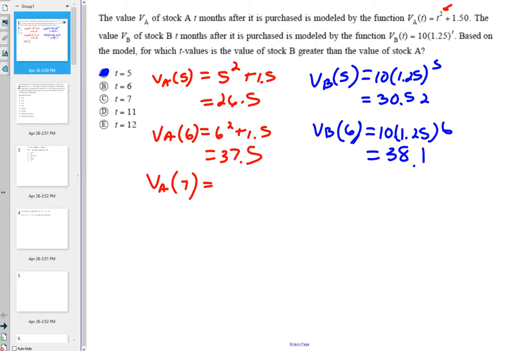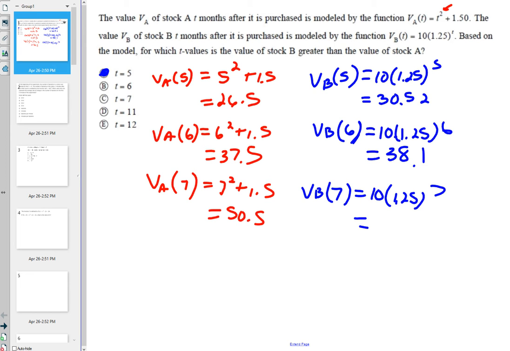Let's try 7. 7 squared plus 1.5 is going to be 50.5. And then the value of B at 7 is 10 times 1.25 to the 7th. 1.25 to the 7th times 10. This one's giving me 47.7. So I was wrong originally. Even though exponentials get bigger faster, the growth factor isn't enough to keep up with the square. So far we have A and B as an answer, but C is not going to be an answer.